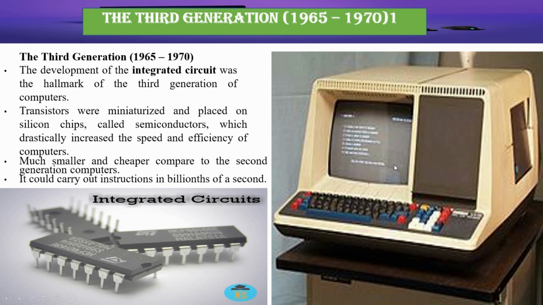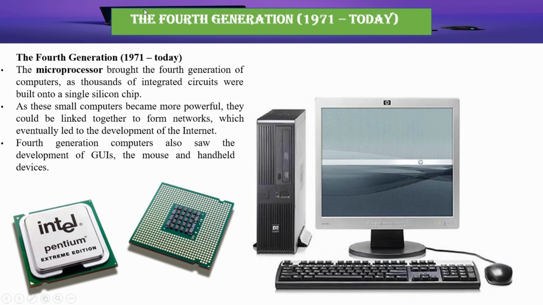This is a typical example of third generation computers. The size has been reduced, the speed has increased, and the efficiency has also increased. This is an example of an integrated circuit, which we call an IC, that we use as a processing device for the third generation computers. Fourth generation computers started from 1971 till date.